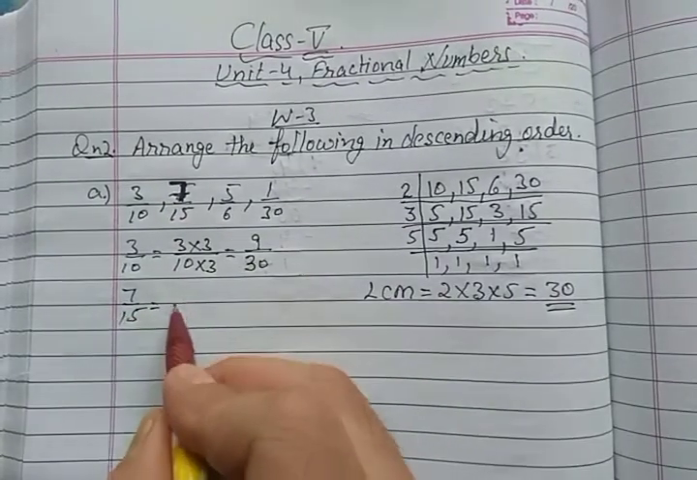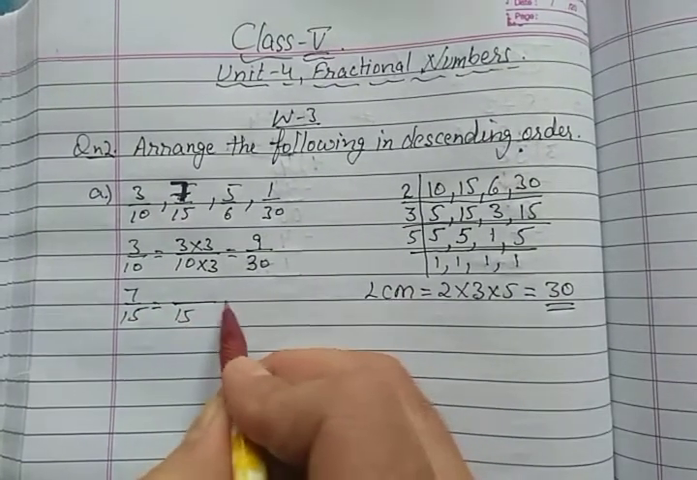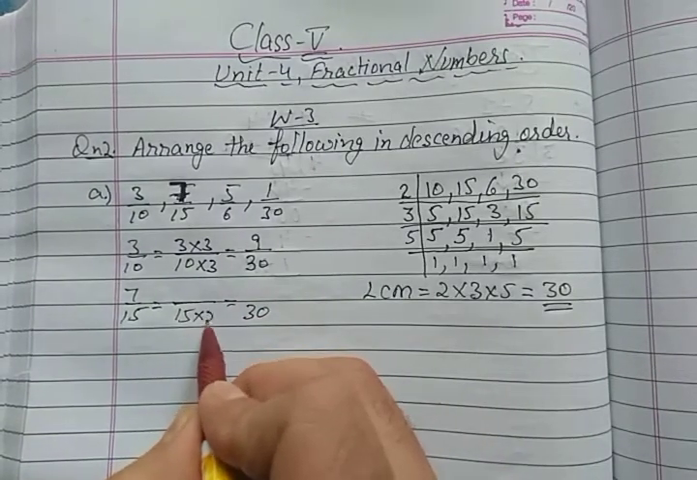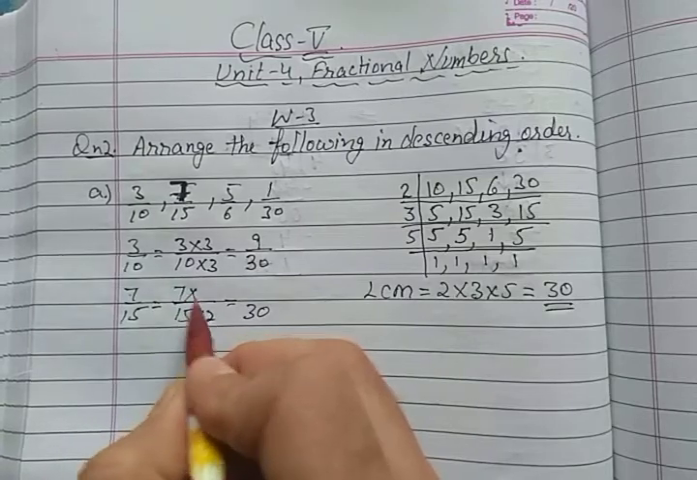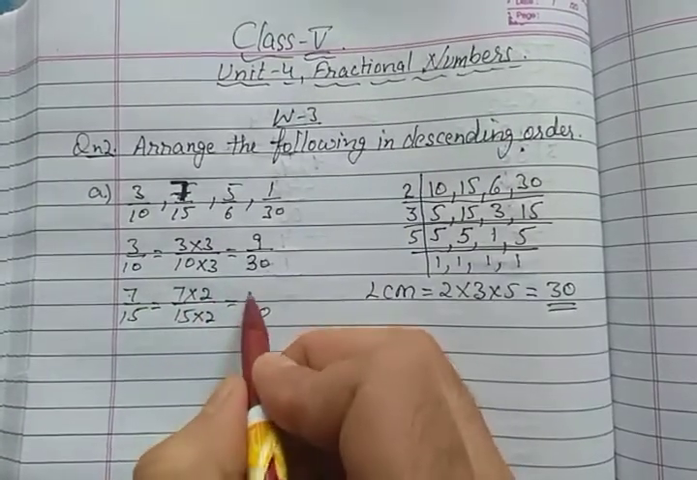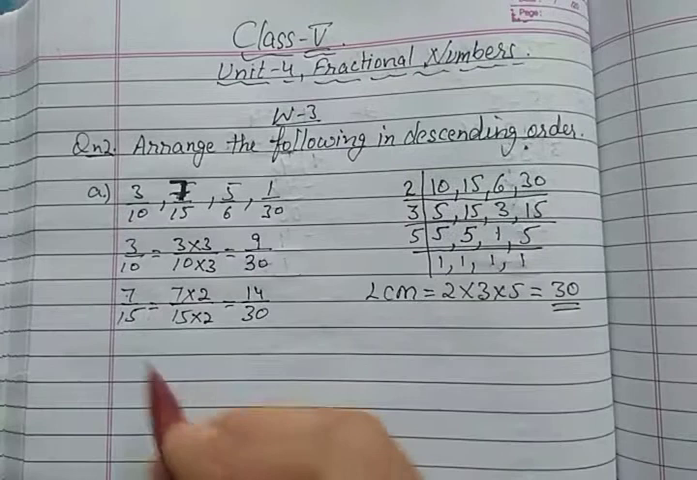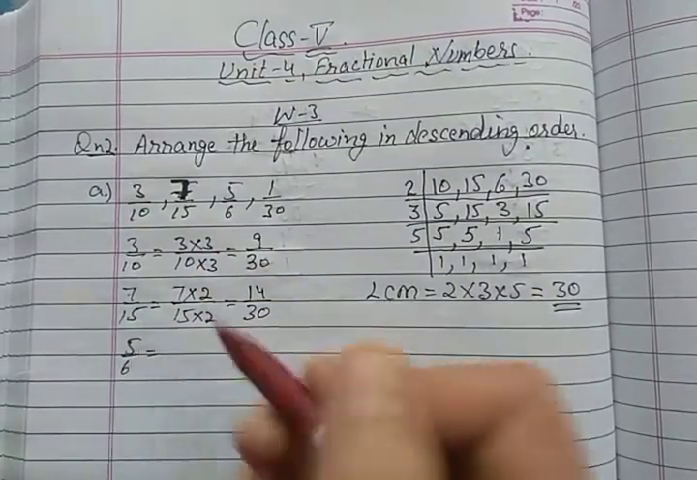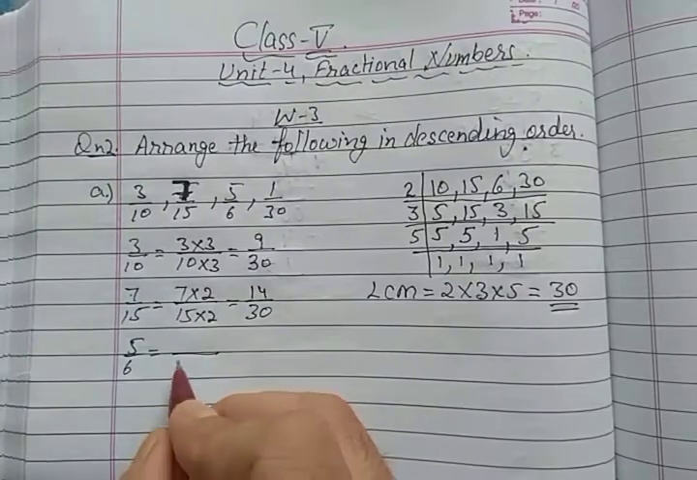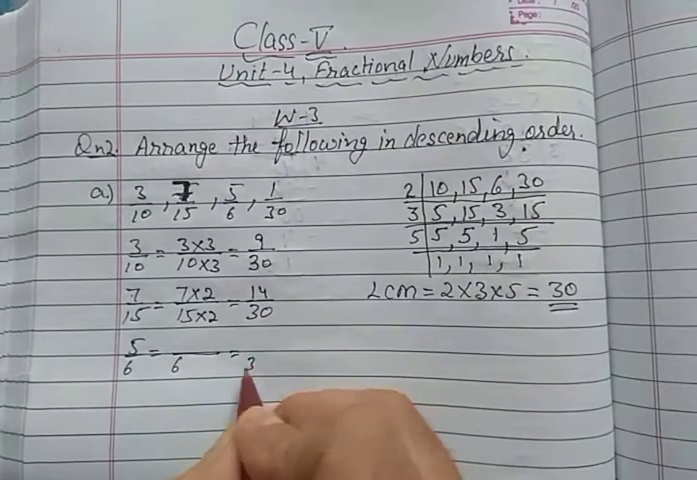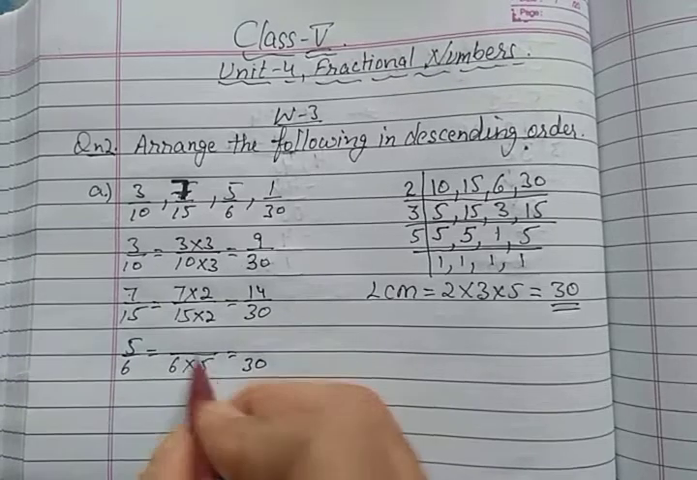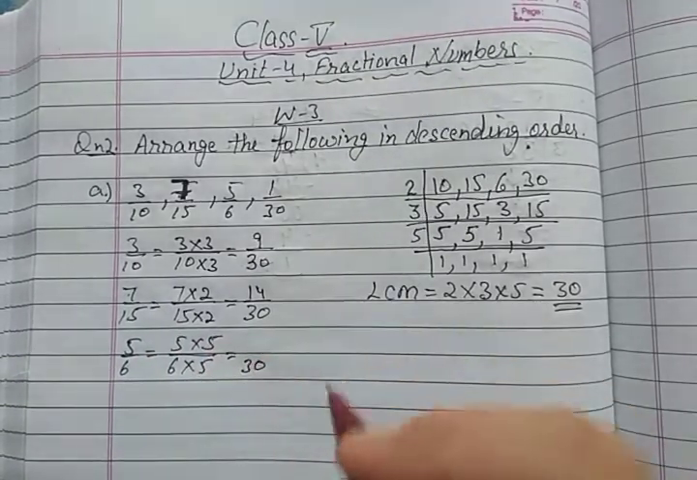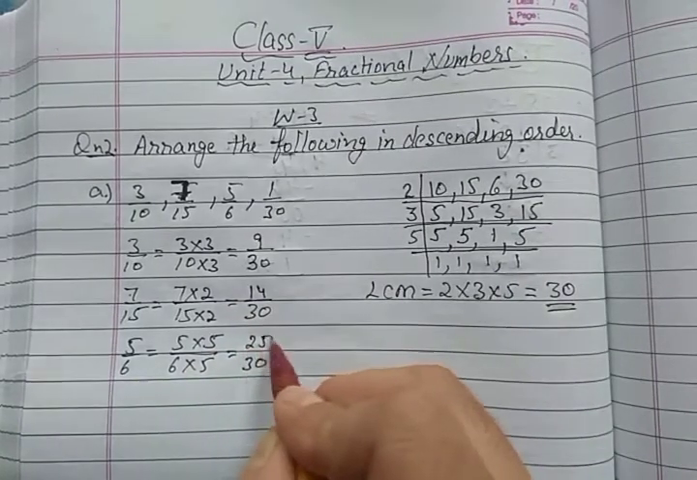Next is 7 upon 15. अगेन डिनोमिनेटर को हम ऐसे मल्टीप्लाई करेंगे कि हमारा जो प्रोडक्ट है वो LCM के बराबर आ जाए. 15 के टेबल में 30 आता है. 15 2s are 30. So numerator को भी हम सेम नंबर से मल्टीप्लाई करेंगे. 7 2s are 14. Next is 5 upon 6. So again same way, 6 का टेबल हम पढ़ेंगे 30 तक, LCM तक. So 6 5s are 30, और ऊपर 5 को भी हमें सेम नंबर से मल्टीप्लाई करना पड़ेगा जिससे हमने डिनोमिनेटर को मल्टीप्लाई किया. 5 5s are 25.